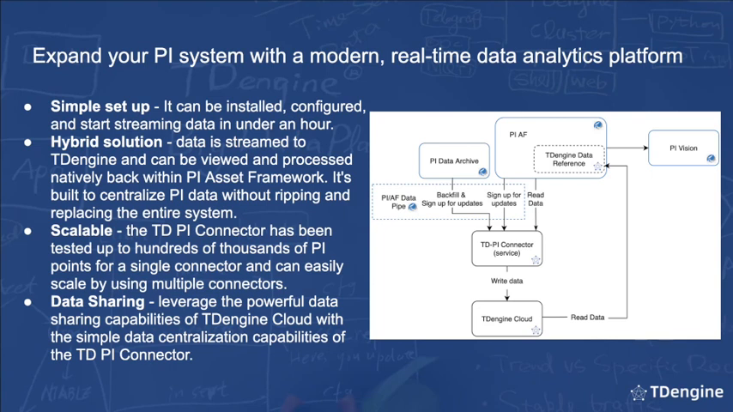In terms of the performance of the connector, it's very scalable. We've tested it on 180,000 points, writing data every 2 seconds to TDengine. It easily handled this in terms of resource consumption. For that volume, 180,000 PI points, it consumed less than 10% CPU on a 4-core machine and around a gig of memory. So that's one connector, and you can install multiple connectors. So you could easily add a bunch of connectors to get up to the millions of PI points streaming in real time to TDengine.